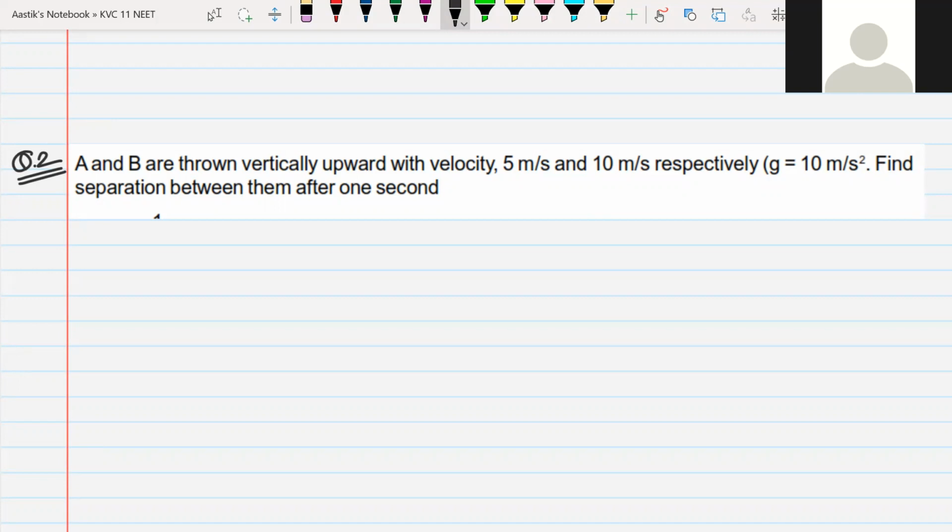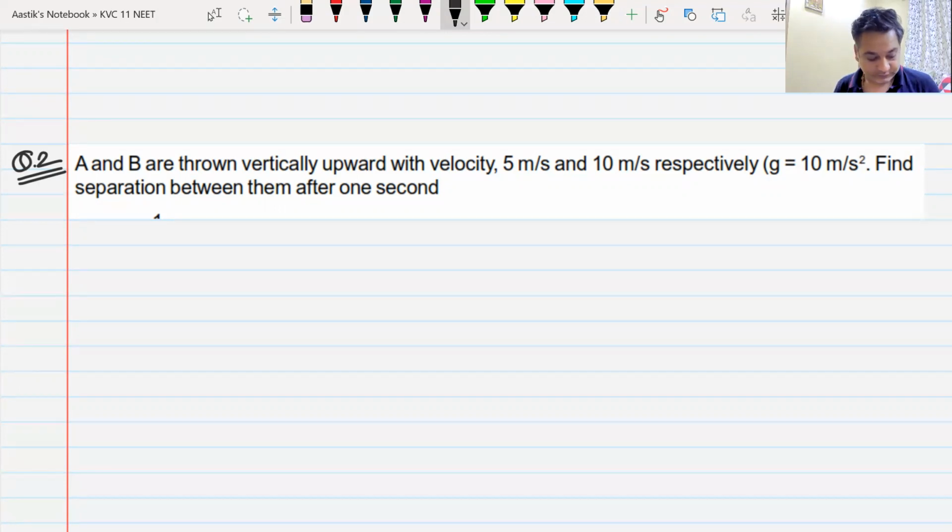Sir, 5 meters. 5 meters is absolutely correct. Well done. How did you get 5 meters? Yes, tell me. VBA is equal to VB minus VA. VB is 10 meters per second.